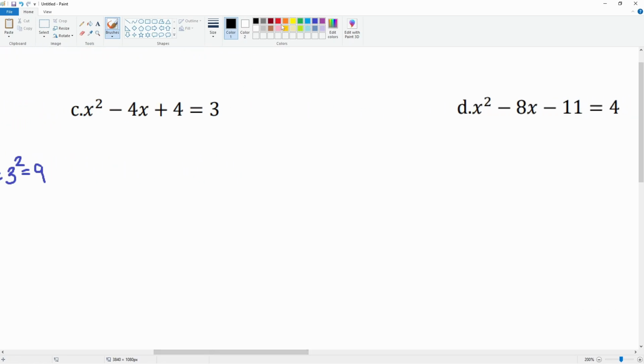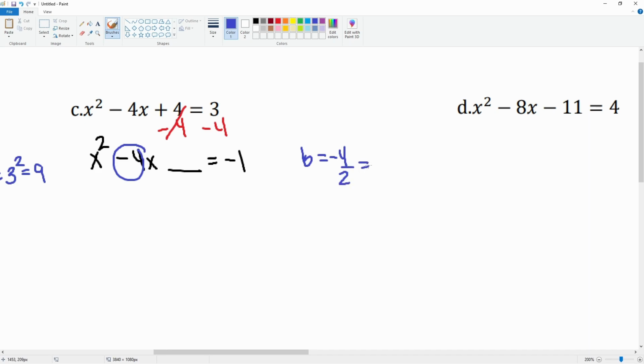C. Let's make this incomplete. So we're going to subtract 4 from both sides. We have to get rid of that constant to make it incomplete. x squared minus 4x plus gap is equal to -1. That b here is -4. We divide that by 2, getting you -2. We square it, gets us 4. 4 is the constant that we're adding to both sides.